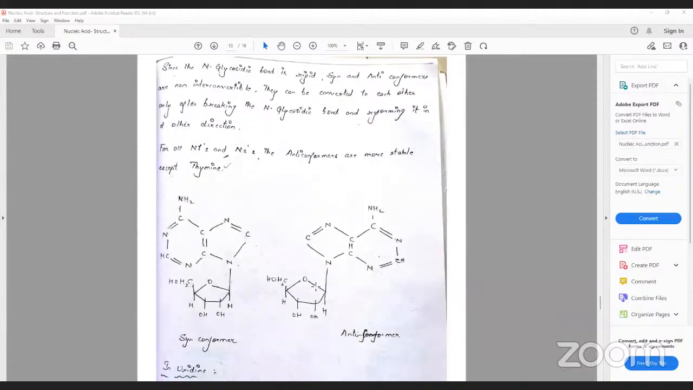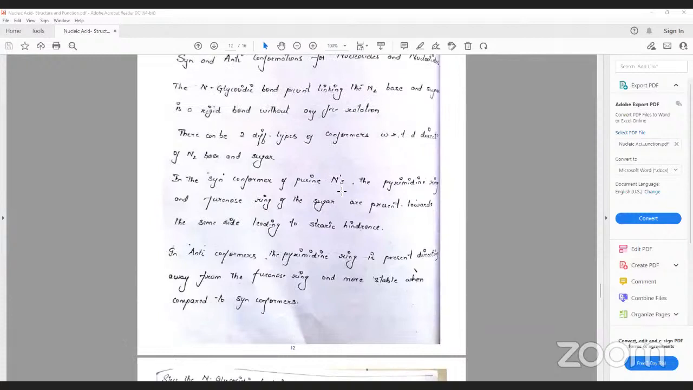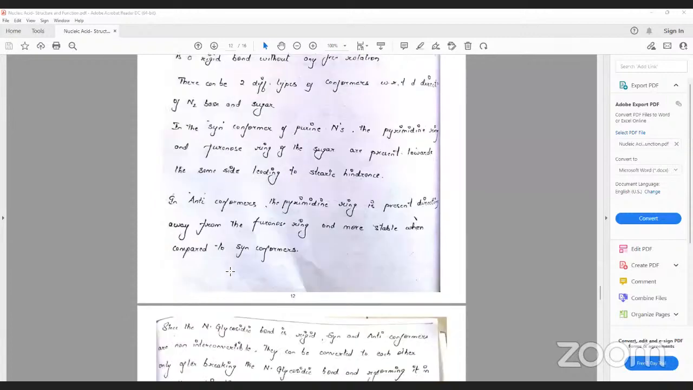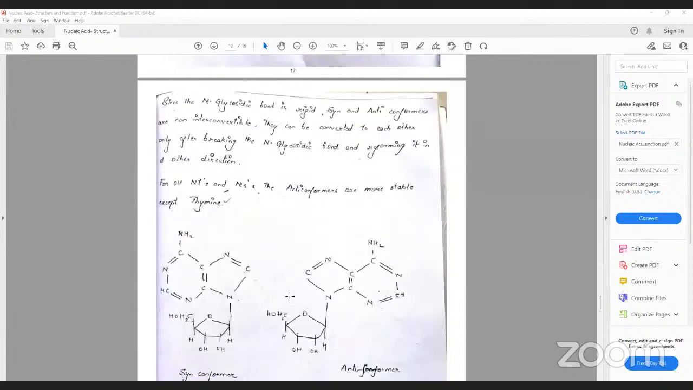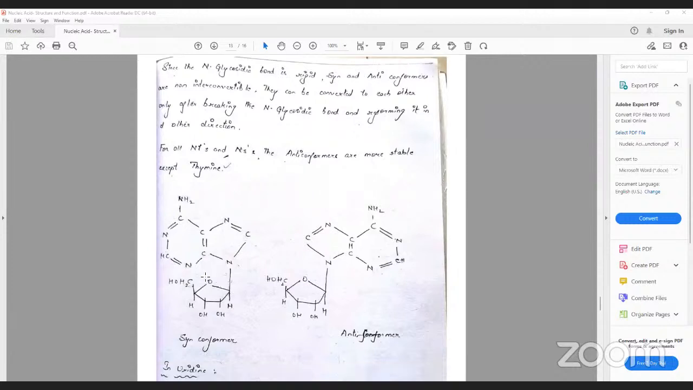Okay, I'll just show. In the syn form, you have to imagine that the pyrimidine ring and the furanose ring, that is the ribose ring of the sugar, are present towards the same side, leading to steric hindrance. In anti, it is the opposite. Now I'll come to the figure. If you can see here, the pyrimidine ring and the furanose ring are on the same side. So this can result in steric hindrance.